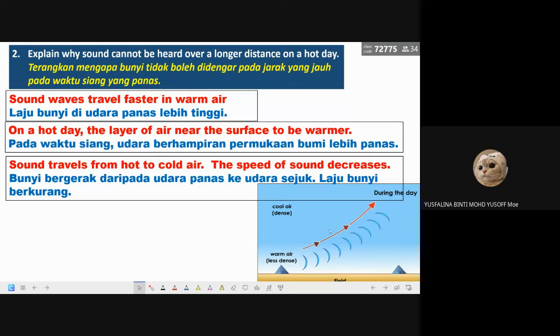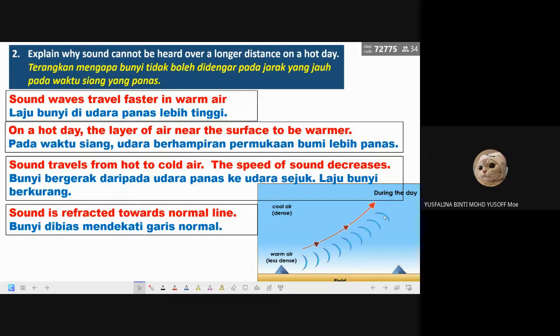So that's why you cannot hear the sound clearly during the daytime. Because the sound travels from the less dense to the denser medium, the sound will be refracted closer to the normal line. When it is closer to the normal line, the sound will not be heard during the daytime. So it is refracted towards the normal line.